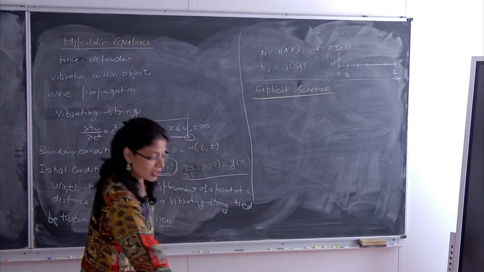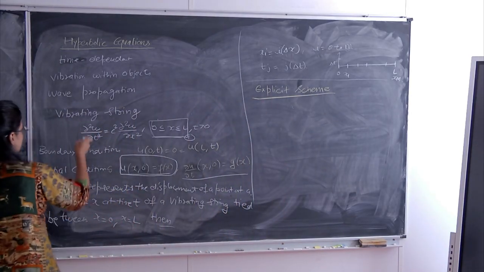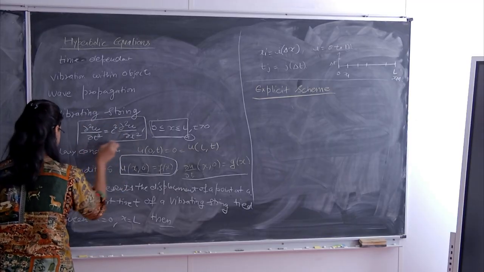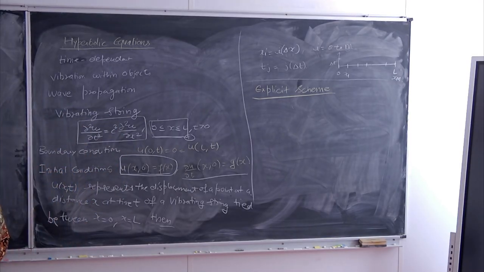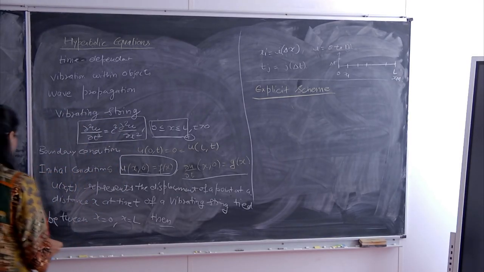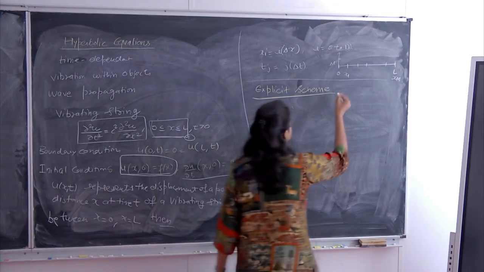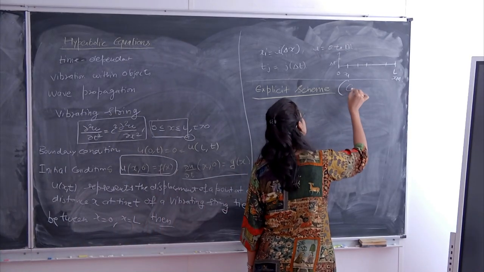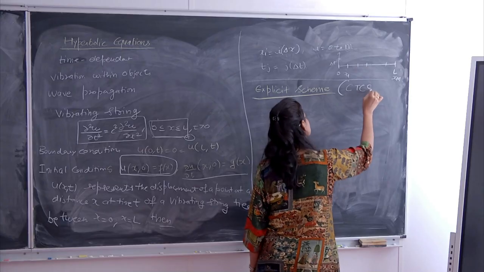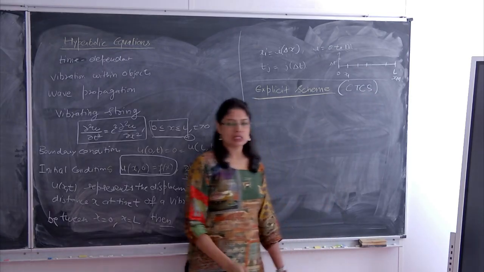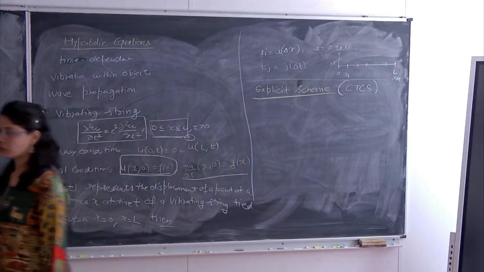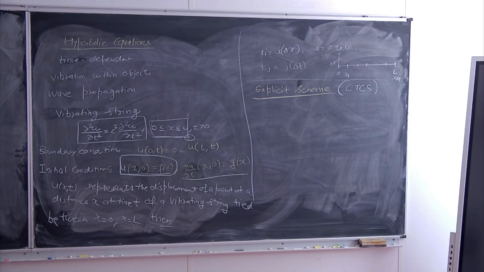Okay, so to find the explicit scheme, we start with this problem here, and we will apply the central difference formula. For that I am writing CTCS. It means we will apply the central difference formula in time as well as the central difference formula in space.